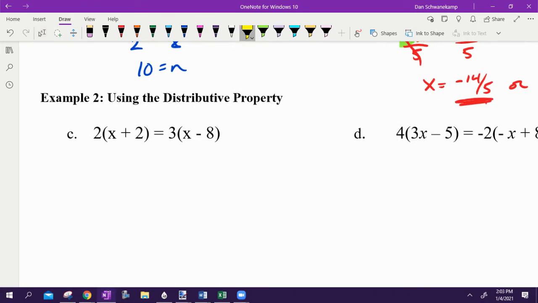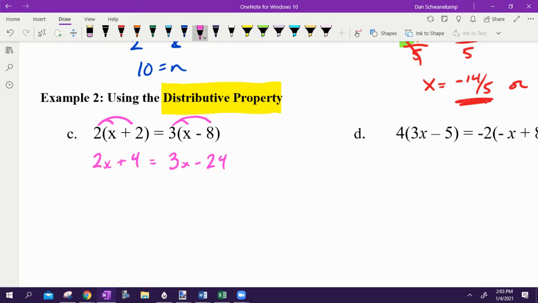Using the distributive property. Same thing here. The distributive property just means there's a number in front of parentheses like that. The first thing we're going to do is distribute those numbers. So if I look at a problem and I can distribute, I'm going to go ahead and distribute. So here, 2 times x is 2x. 2 times 2 is 4. Same thing on the other side. Distribute that 3. So 3x minus 24.